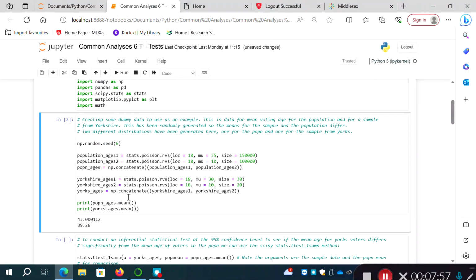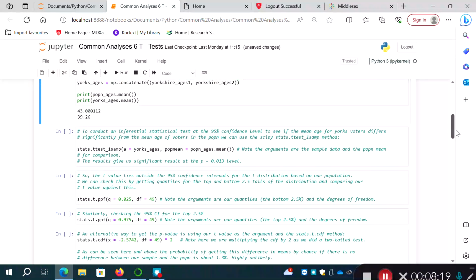Often, if you were doing this, you wouldn't actually have the population mean value you were interested in, but you need it to conduct this one sample t-test method using scipy. You need some sort of value to put in there. So let's conduct the actual test.